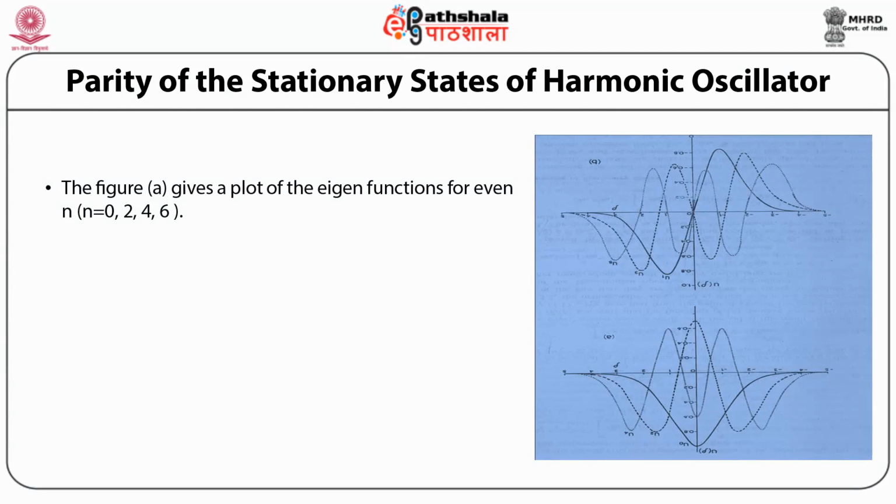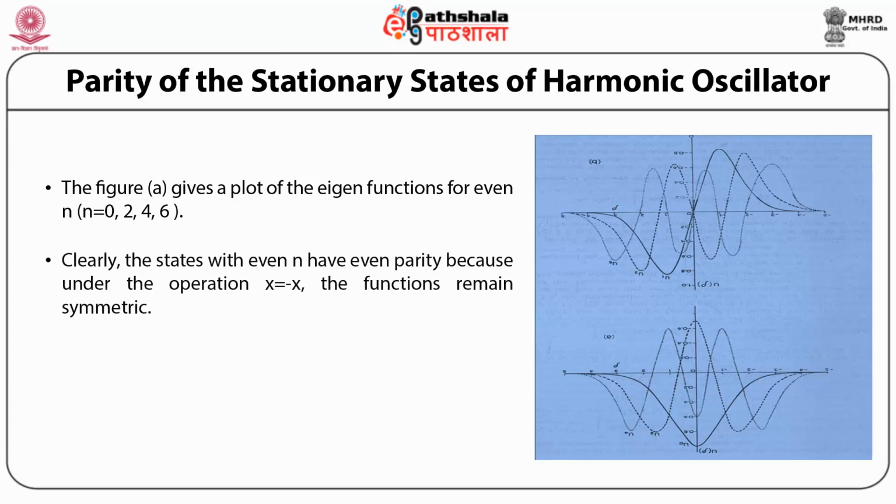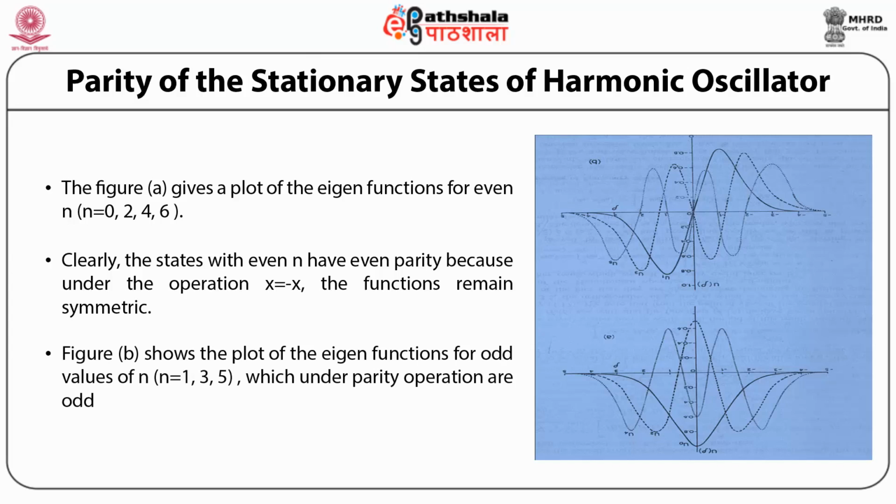Figure A gives a plot of the eigenfunctions for even values of n, that is, n takes up the values 0, 2, 4, 6. Clearly, the states with even n have even parity because under the operation of x equal to minus x, the functions remain symmetric. Figure B shows the plot of the eigenfunctions for odd values of n, that is, n equals 1, 3, 5, which under parity operation are odd.